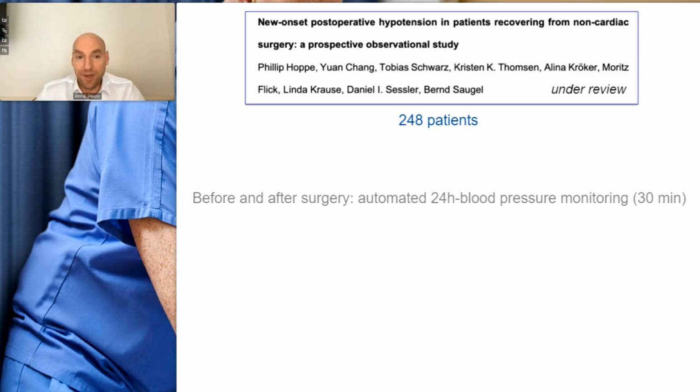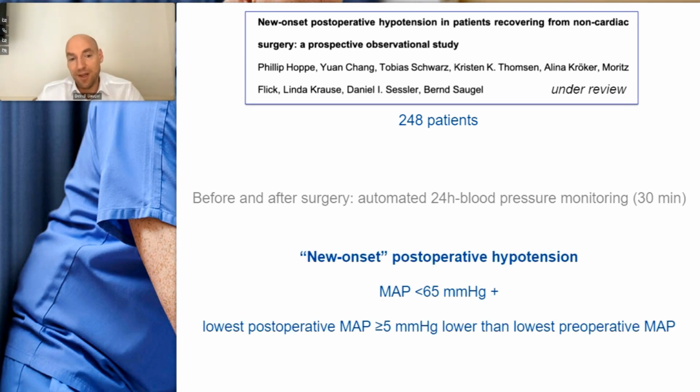And we now looked at 250 patients who were treated on general wards after non-cardiac surgery. What we did, we measured blood pressure before and after surgery with an automated system at 30-minute intervals. This still is not a continuous measurement, but at least is substantially more often than our routine spot checks at 4 to 6 hour intervals. And this may be a little bit complicated, but it's important.